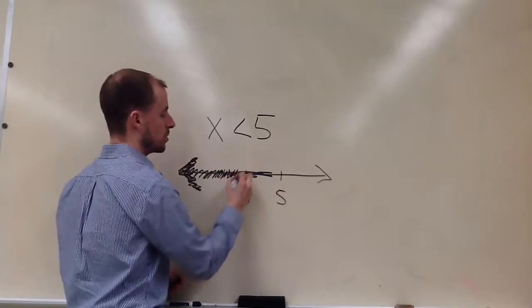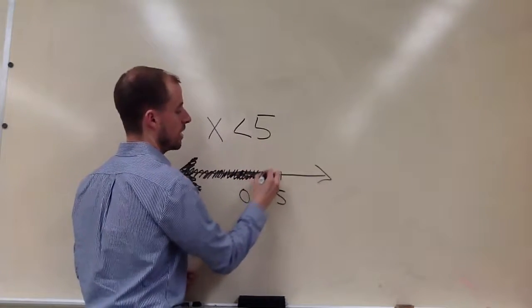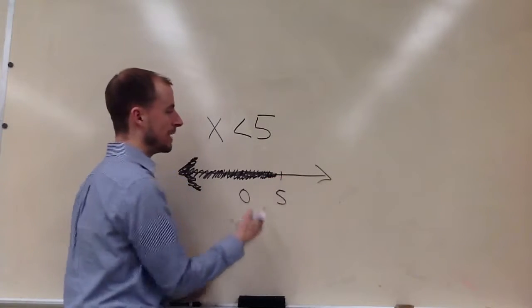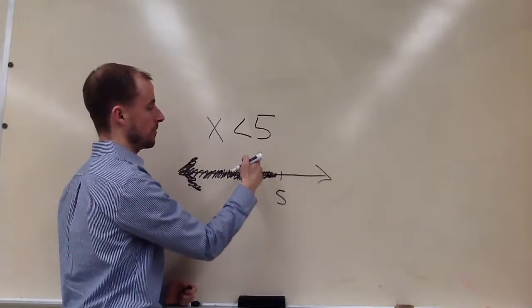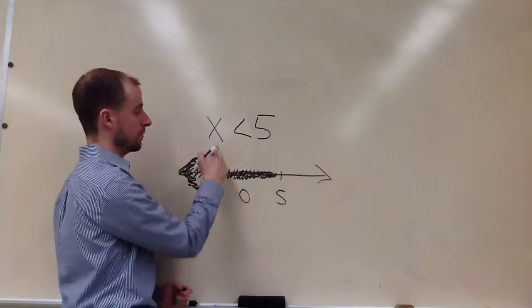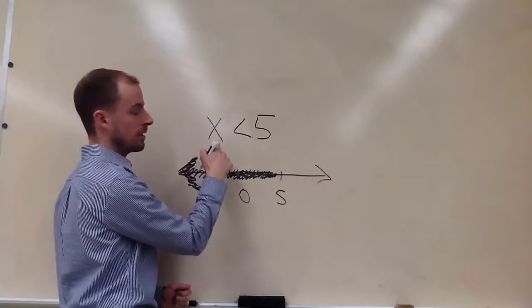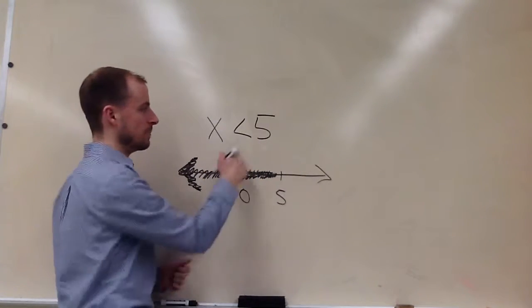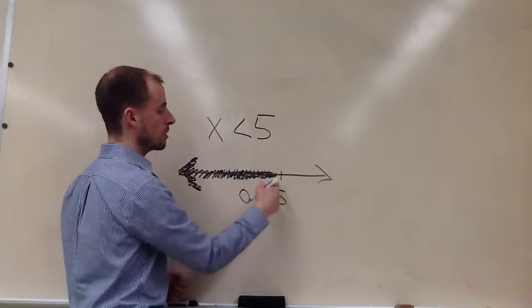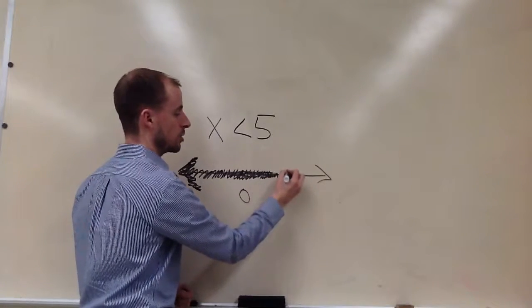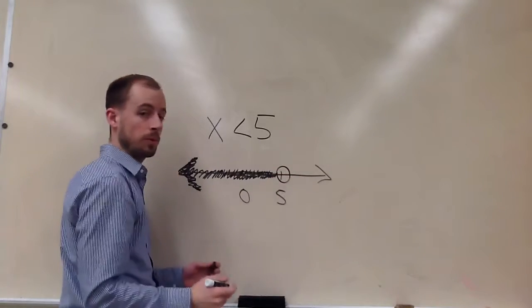As we shade, we're getting really, really close to 5, but we can't equal 5. So x can't equal 5. And the reason x can't equal 5 is because if x were 5, then that would mean that 5 was less than 5. But 5 is 5, so it can't be less than itself. So what we do is, at 5, we put a circle here. And we don't just put any circle, we put an open circle.